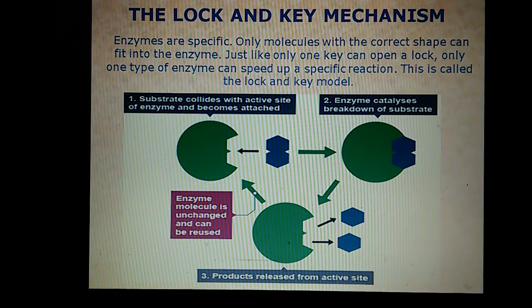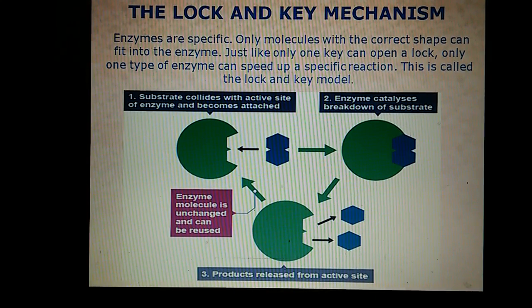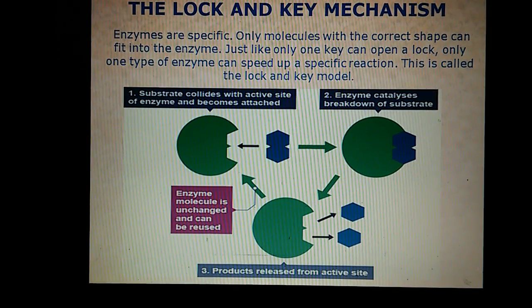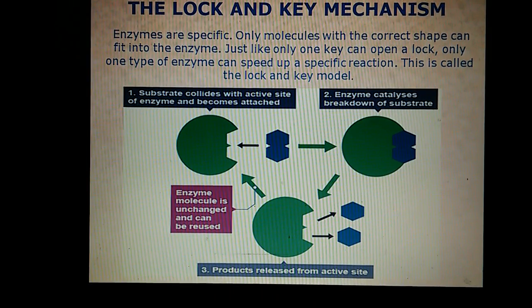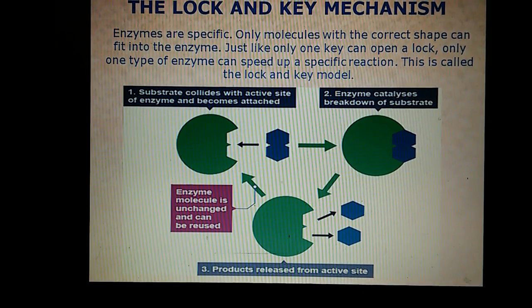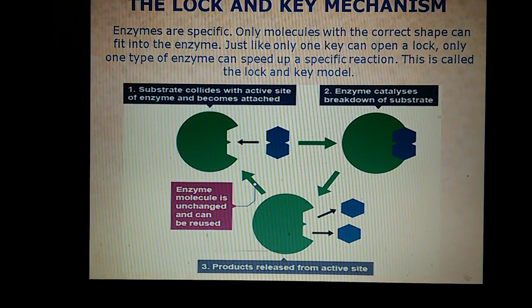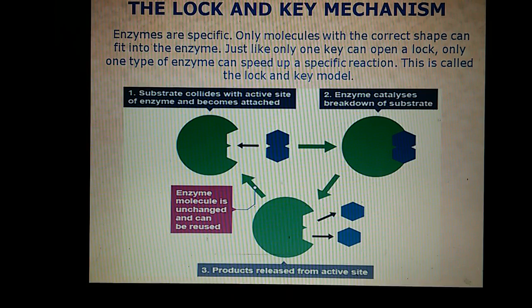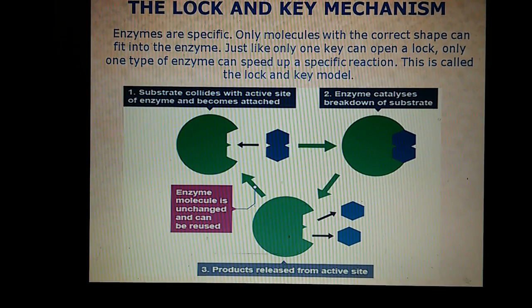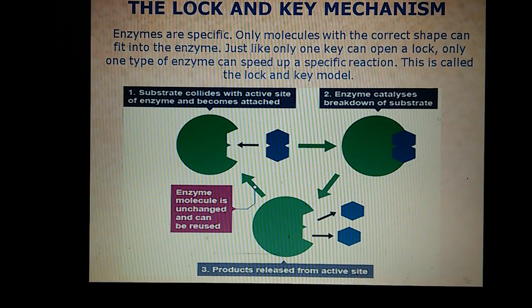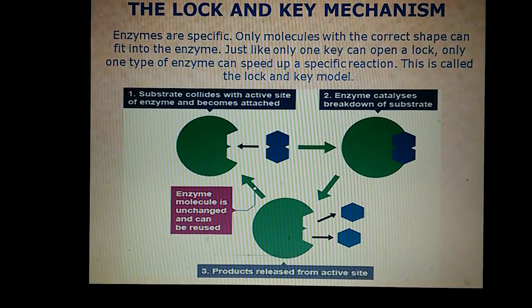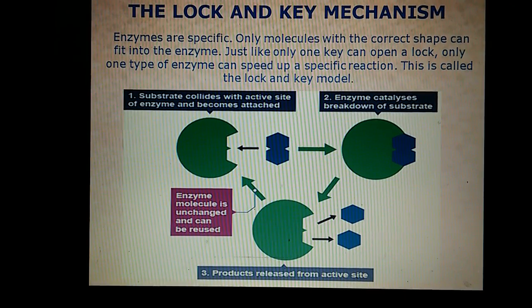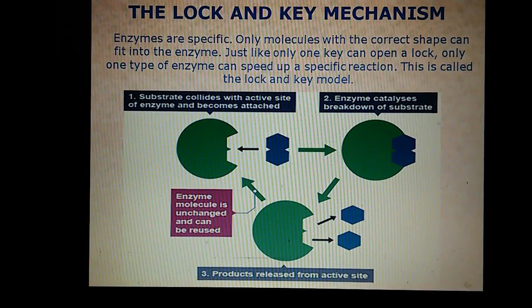The lock and key mechanism basically explains the interaction of a specific substrate with a specific enzyme. Enzymes are specific; only a molecule with the correct shape can fit into the enzyme, just like only one key can open a lock. Only one type of enzyme can speed up a specific reaction. This is called the lock and key model. It's very simple.